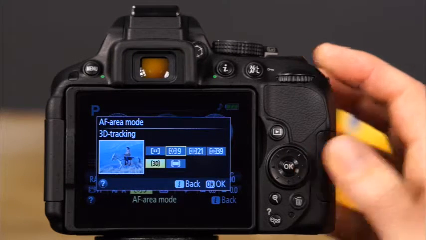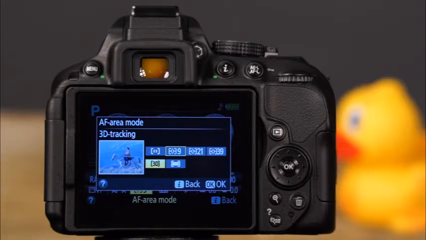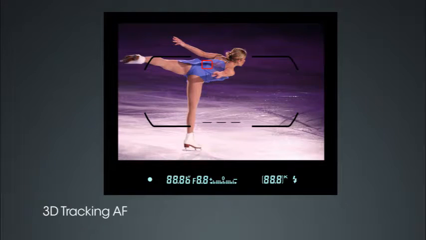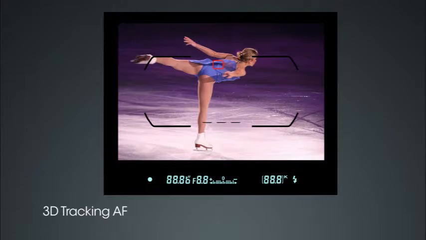With 3D tracking, focus can be maintained for subjects that quickly move not only side to side, but also forward and backward within the frame. Examples of these types of subjects would be figure skaters or rodeo participants. Note that 3D tracking is not available in the camera's Single Servo AF mode.